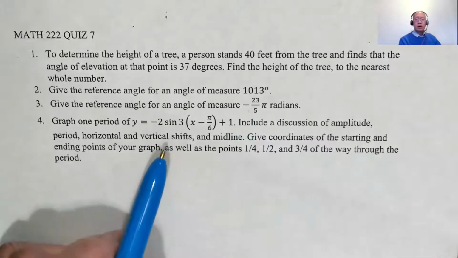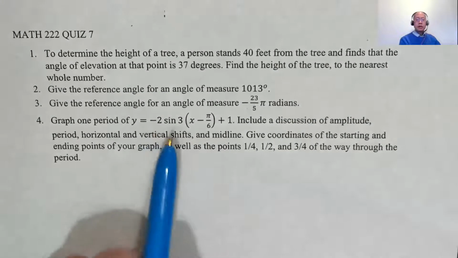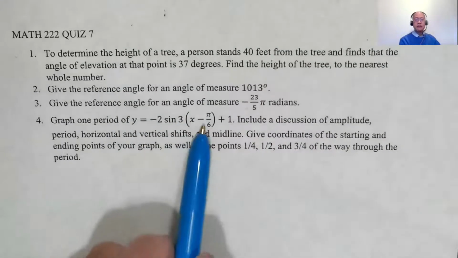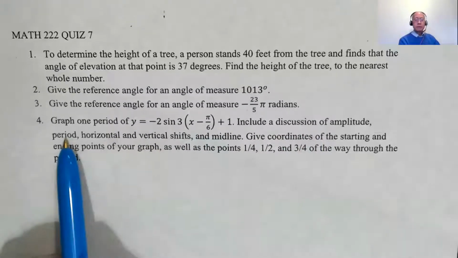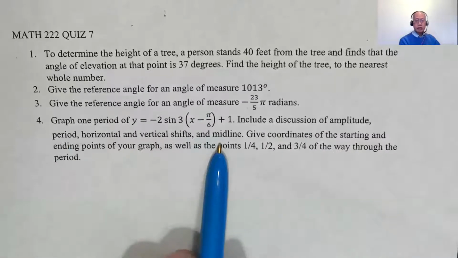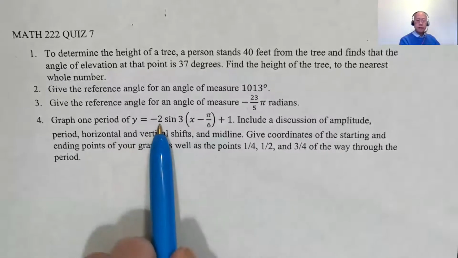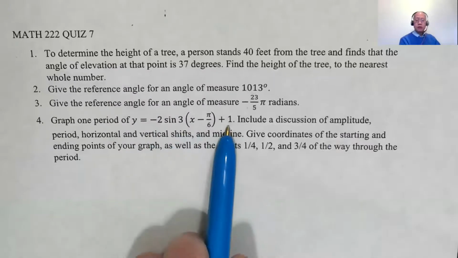Finally, 4, a full-fledged graph of one period. Negative 2 sine 3 parentheses x minus pi over 6, plus 1. Include a discussion of amplitude, period, horizontal and vertical shifts, and the midline. It's all here. This controls amplitude. This controls period, horizontal shift, vertical shift. So again, I'm kind of giving you too much of a hint, but that's okay. I'm sure you don't mind.